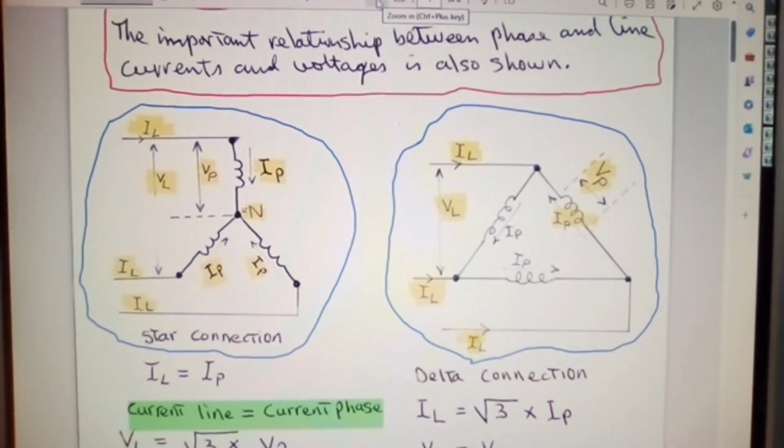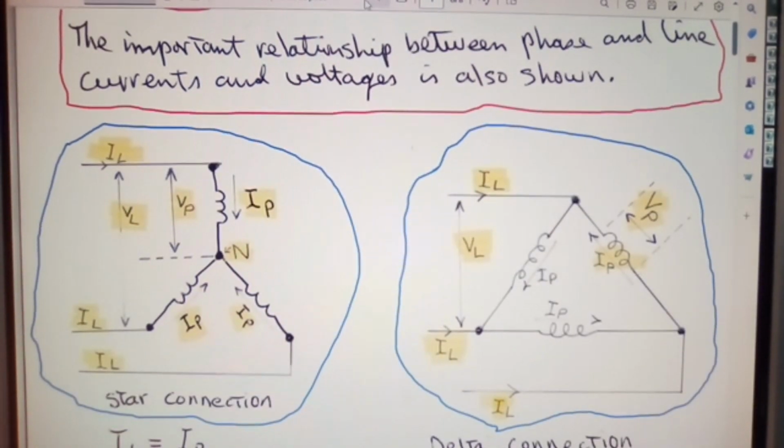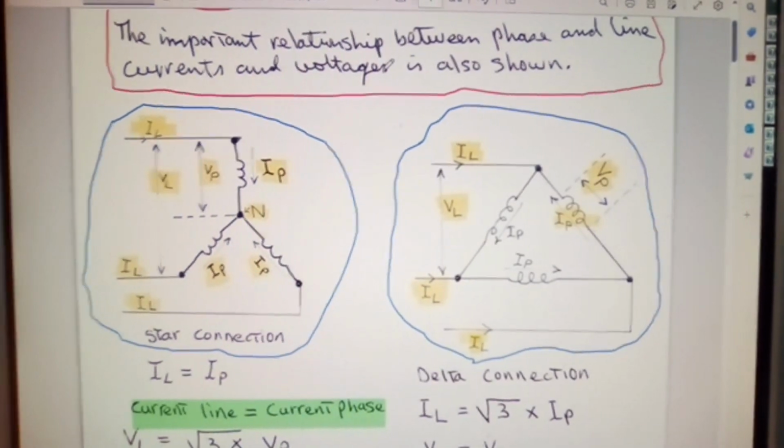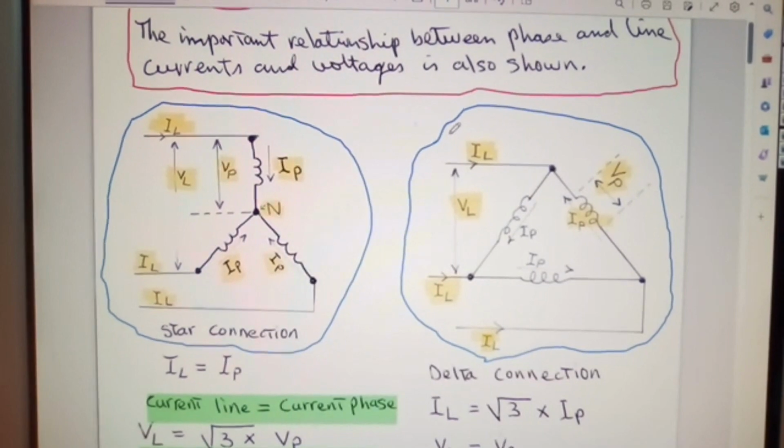Let me see if I can bring it up a bit wider, a bit larger. If we make it too large, no, it didn't become over large. Okay, that's good enough.